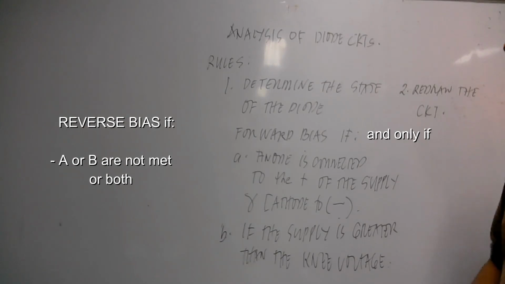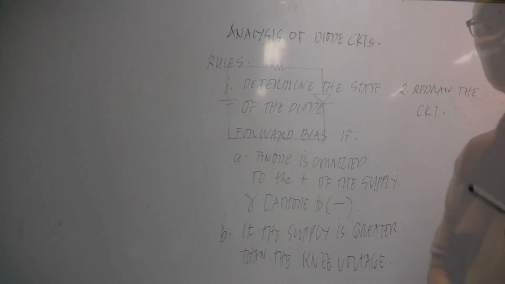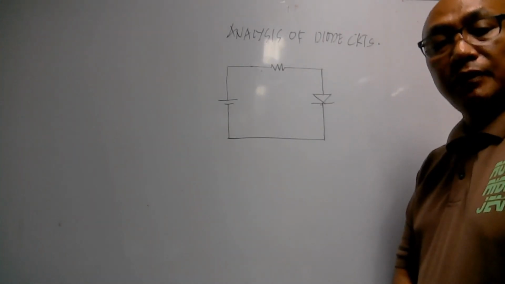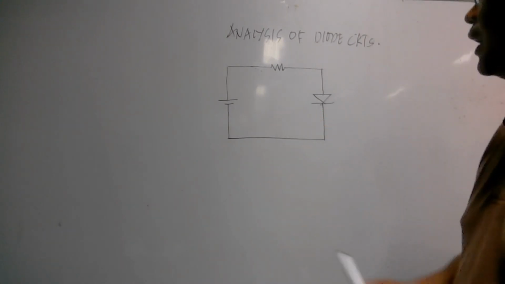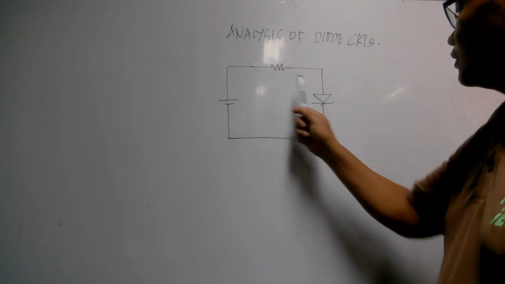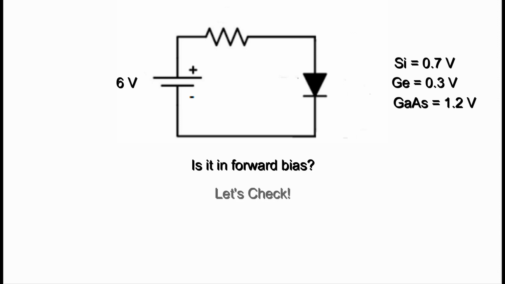Rule number 2, after we determine the condition of the diode, would be to redraw the circuit. So let's try now to apply the basic rules that we have considered a while ago. Consider this circuit. We have the supply, a resistor, and a diode. Consider this diode to be silicon, germanium, or gallium arsenide. Is it already in forward bias?